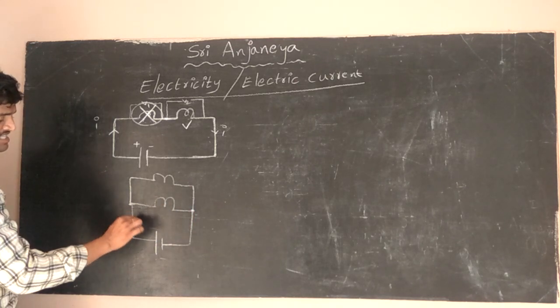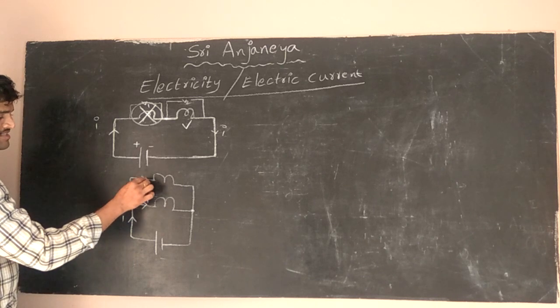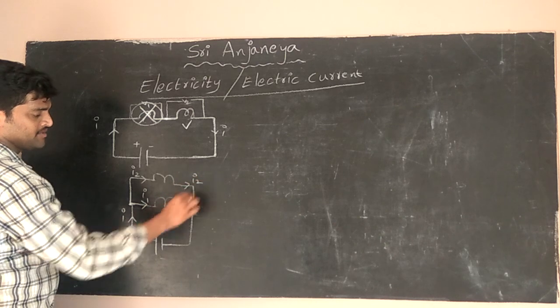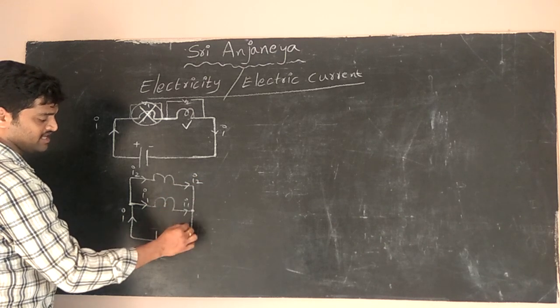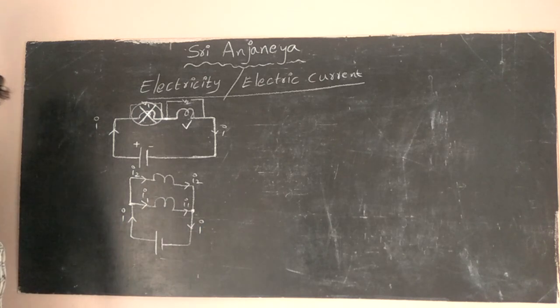According to the junction law, this is current I. So the current will be separated. This is I1 and I2. Again, I2 is coming from here and I1 is coming from here. They will join here and become I, according to Kirchhoff's junction law.